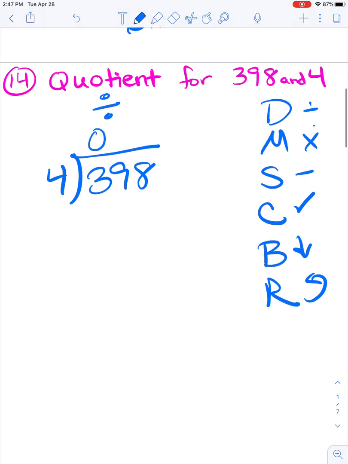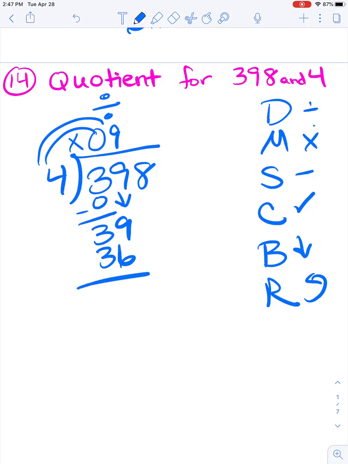How many times does 4 go into 3? It doesn't. I'm going to go ahead and put a 0 there. Now we still have 3. We could have easily just put a multiplication sign there and looked at 39, but we're going to do it this way, because I know a lot of kids still need to do it that way. How many times does 4 go into 39? Well, if you count by 4s, it goes in 9 times.